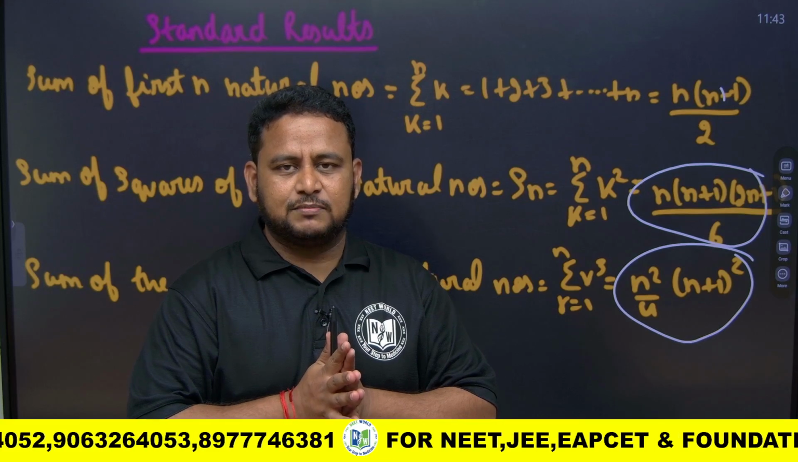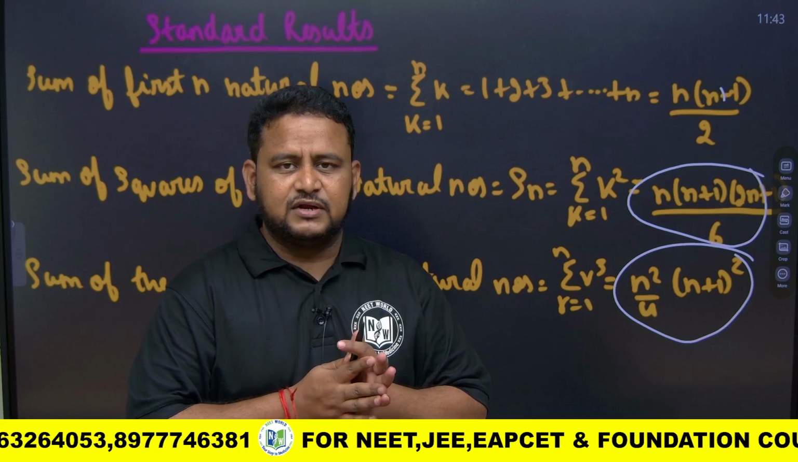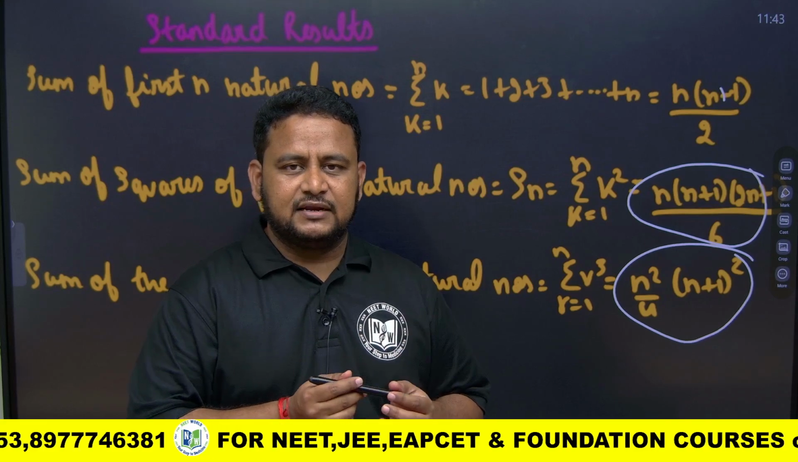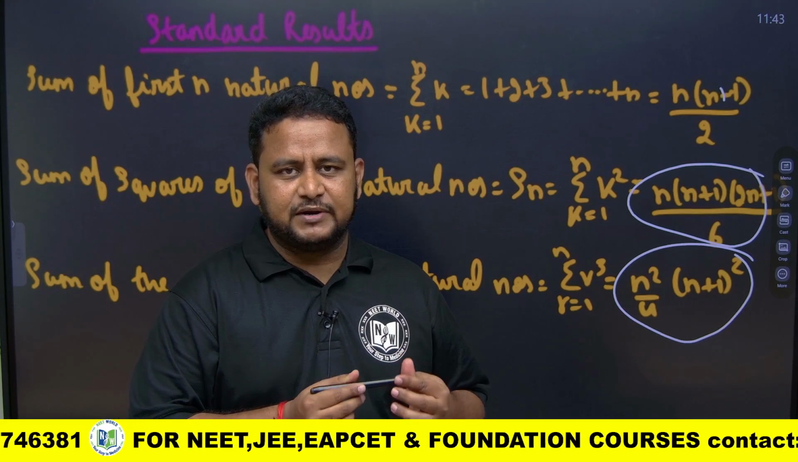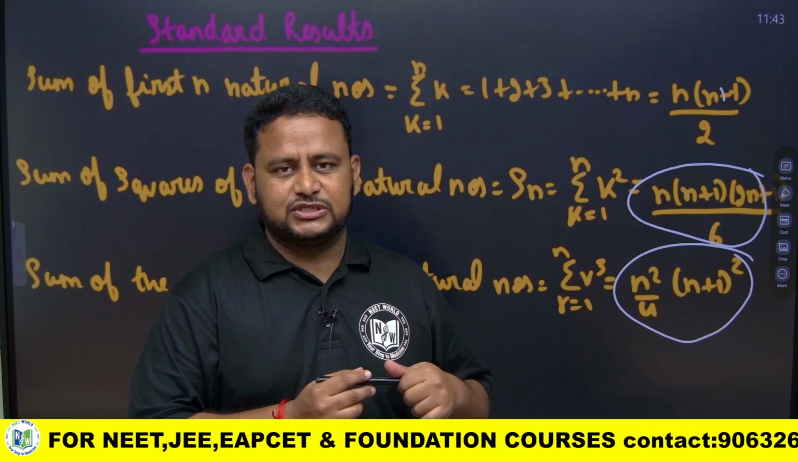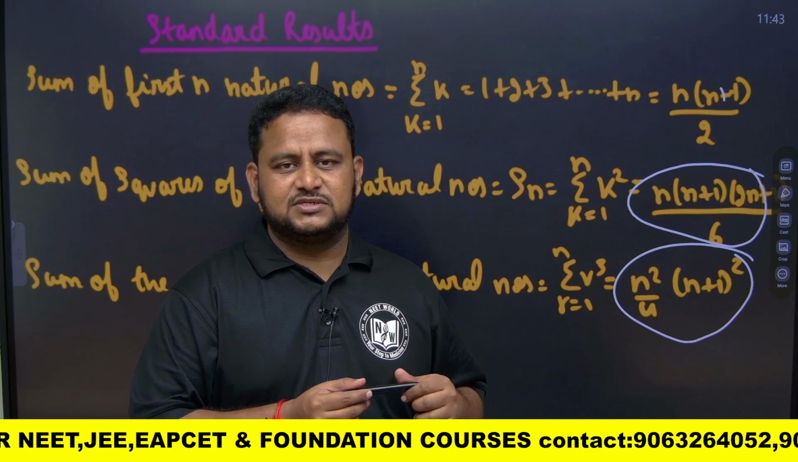When we spoke about geometric progression, we learned some important concepts, and there we have to remember A and R. R is nothing but the common ratio. There it is common difference, here it is common ratio. Later we learned the selection of terms in GP.